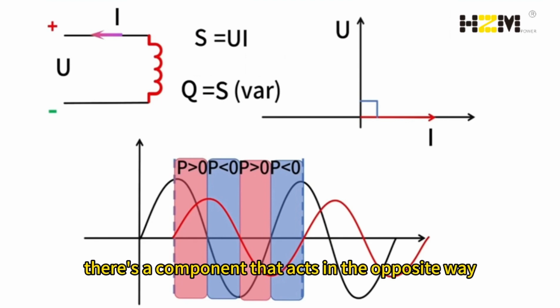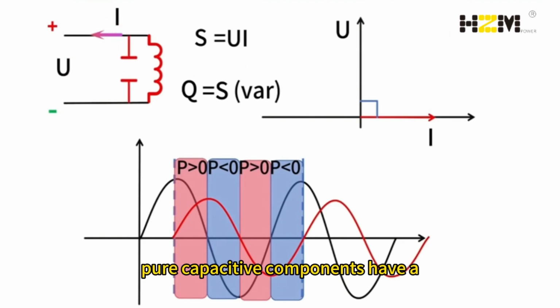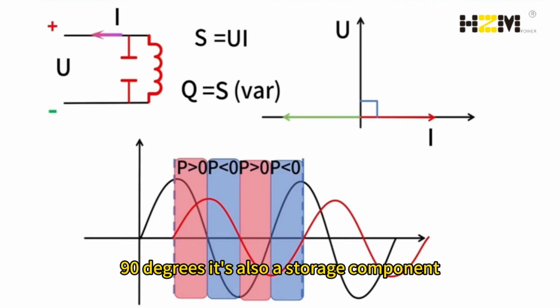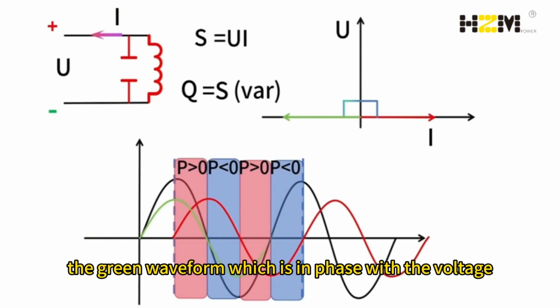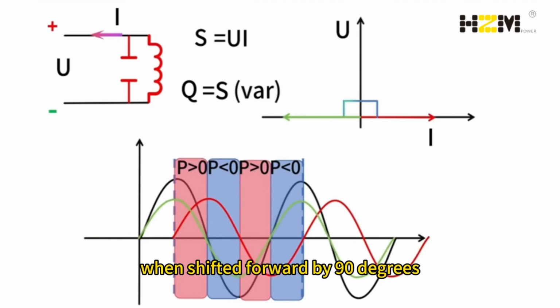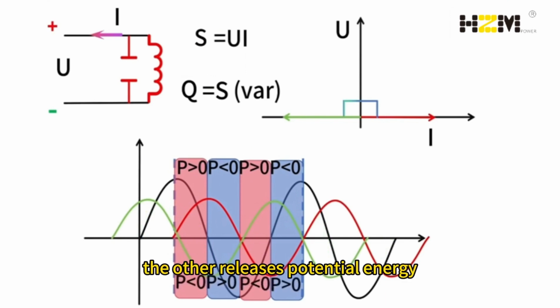Luckily, there's a component that acts in the opposite way, the capacitor. It resists changes in voltage. Pure capacitive components have a current that leads the voltage by 90 degrees. It's also a storage component. In the diagram, the green waveform, which is in phase with the voltage, shows the capacitor current when shifted forward by 90 degrees. We can see they are opposites. When one stores energy, the other releases potential energy.